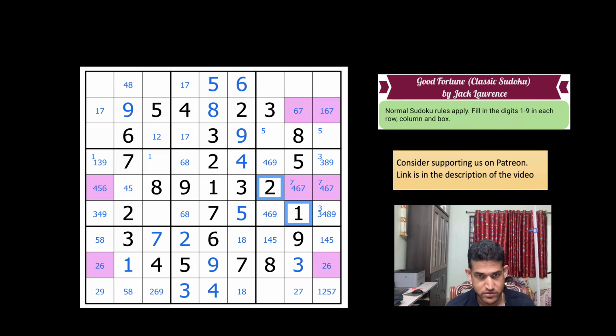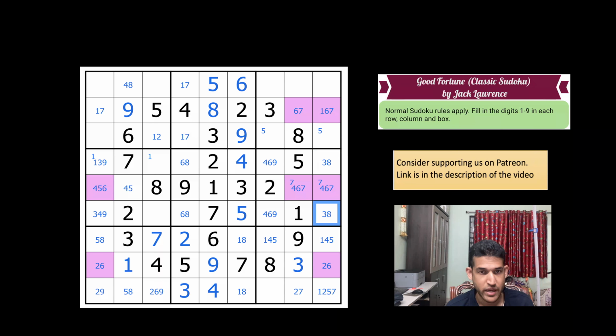1, 2, 5 and 7 is ruled out. 3 and 8 are ruled out. So 4, 6, 9. And I have a quadruple now. 4, 6, 7, 9. 4 digits and 4 cells. So which means I can eliminate 4, 6, 7, 9 from here. This would be a 3, 8 pair.